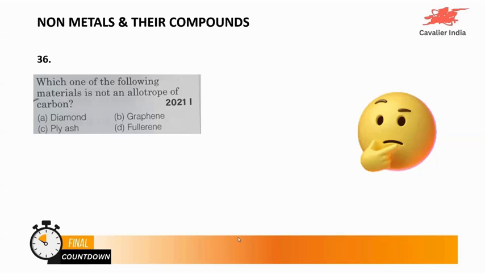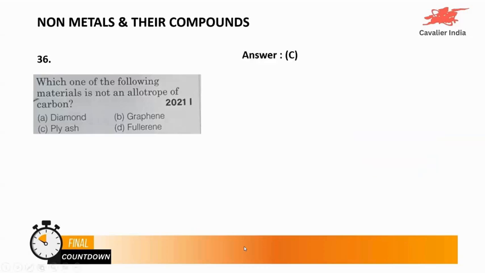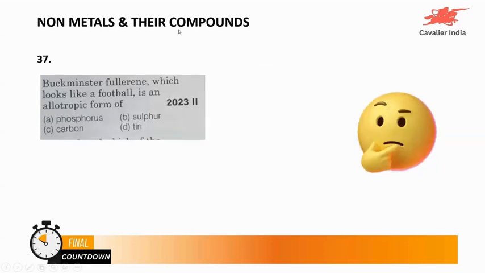We have already studied diamond, graphene, fullerene. These are various allotropes of carbon. What do you mean by allotrope? The same element can exist in different forms. That is called an allotrope.